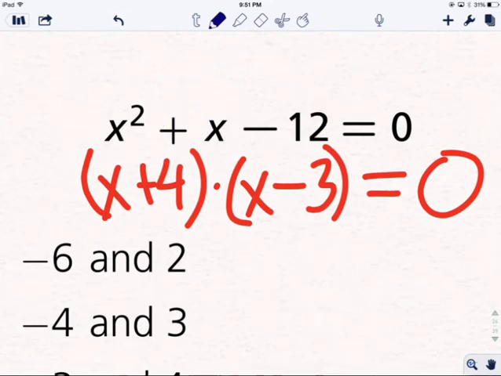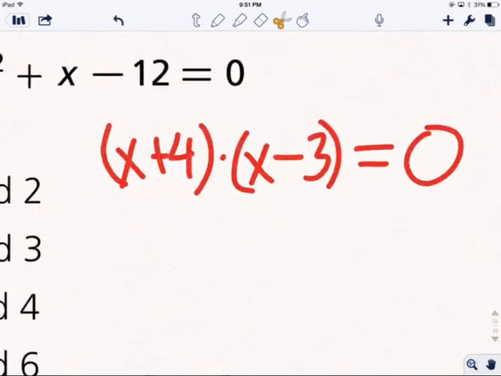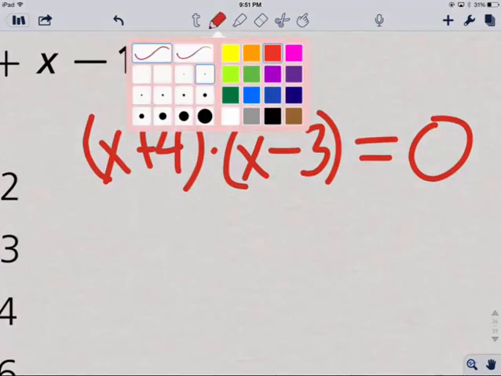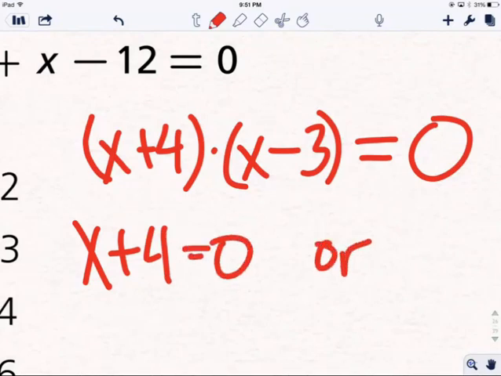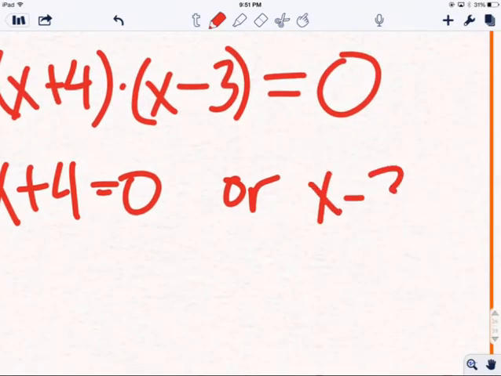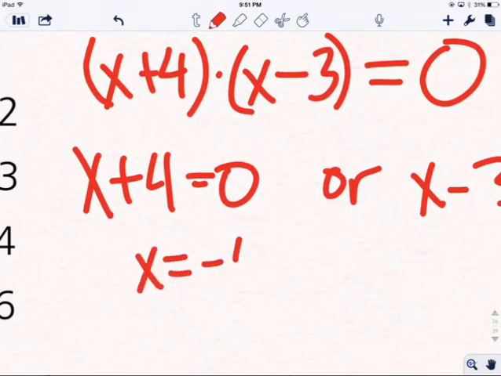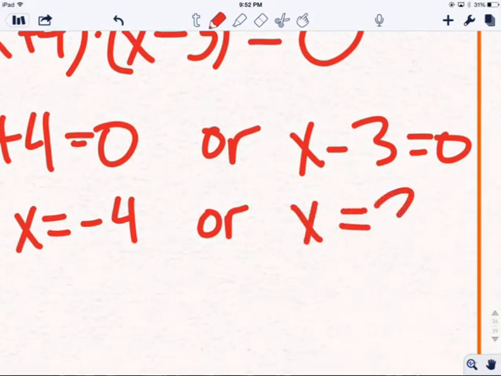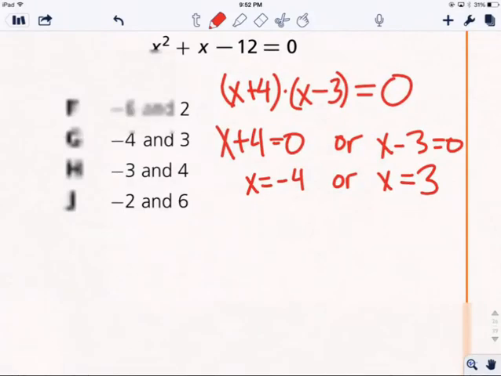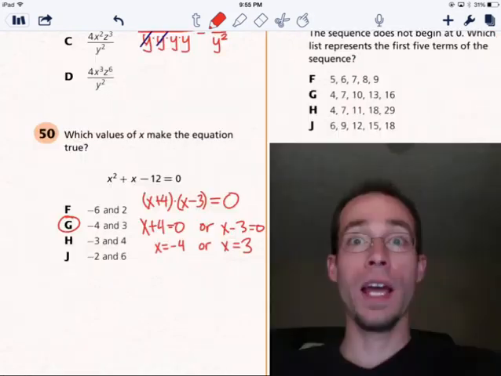You see that? Now, once you have the factored form of this quadratic equation, you can use the zero product property, which says that either x plus 4 is 0 or x minus 3 is 0. Which means, of course, that either x is -4 or x is +3. And so that matches answer choice G here. See that? And that's it.